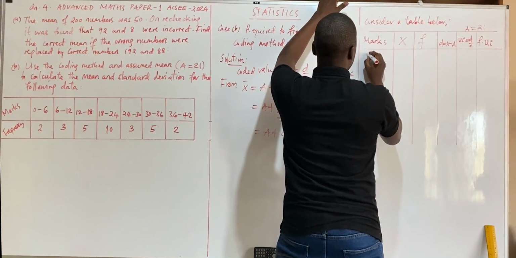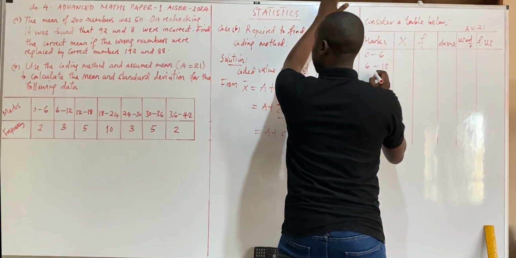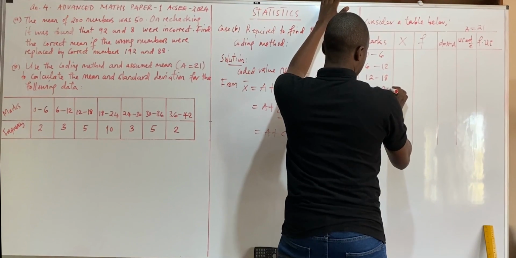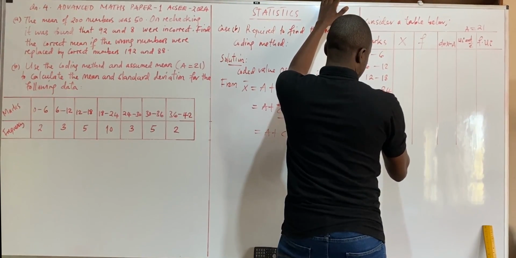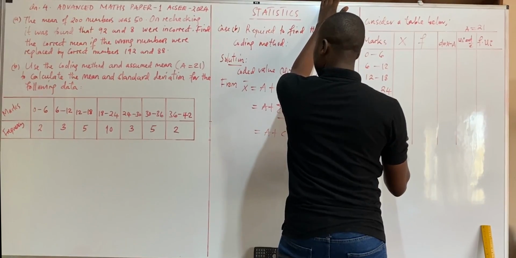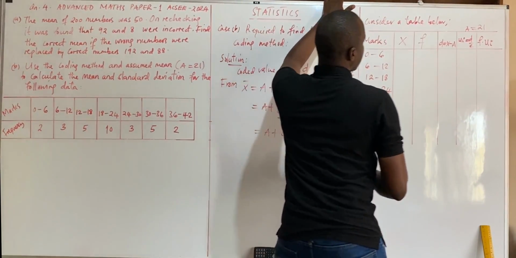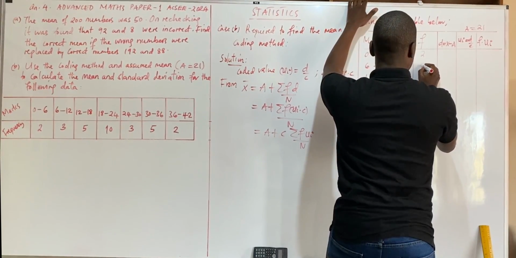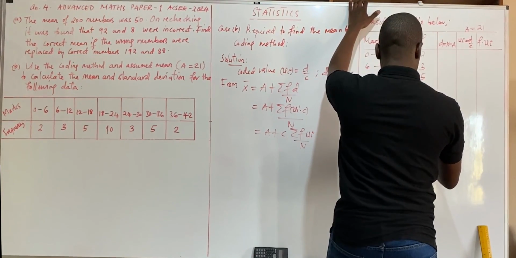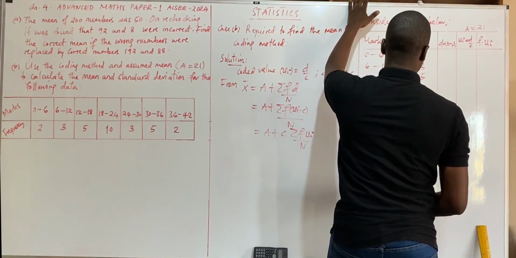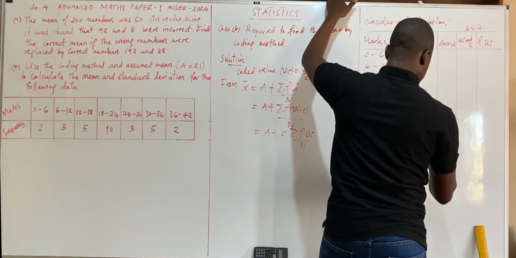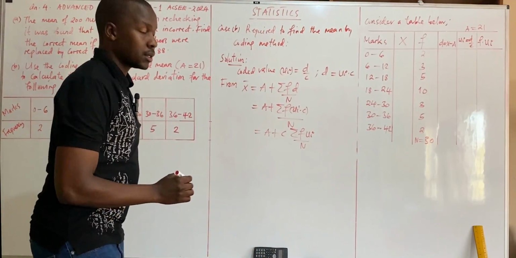So the data: 0 to 6, 6 to 12, then 12 to 18, 18 to 24, and then 24 to 30, 30 to 36, and 36 to 42. The frequencies here are 2, then 3, 5, 10, 3, 5, and 2. And what is our total frequency? That is 5, 10, 20, 28, 30. So the total frequency is 30.